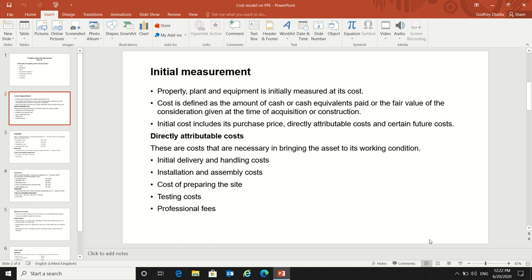Then you've got the next one, installation and assembly cost. Installation is the situation whereby you've bought the computers and they're delivered. But now remember, computers must be installed. They must be connected, there must be a network. So those installation and assembly costs are necessary in bringing the asset to its working condition, so they form part of the cost of the asset. Next, cost of preparing the site.